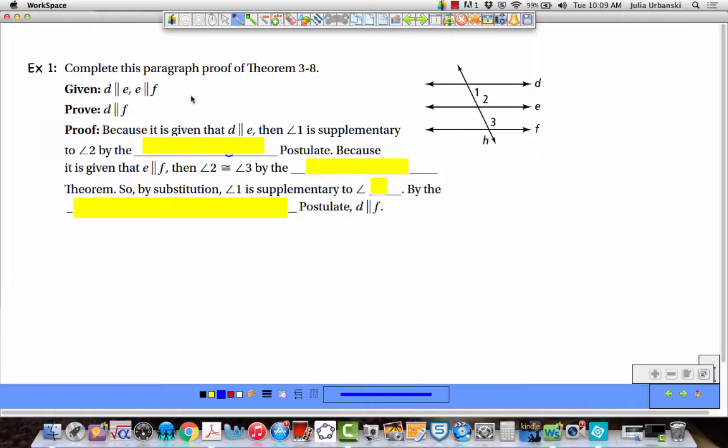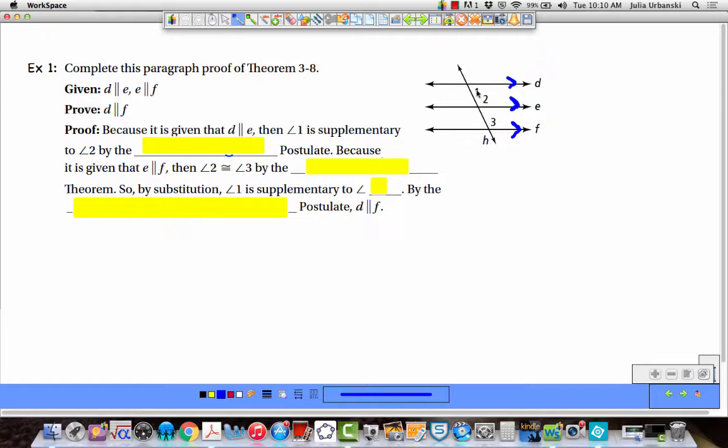You are given that D is parallel to E. So since they told us that, we're allowed to mark it on our picture. D is parallel to E. That was given. What else is given to you? E is parallel to F. So the same marking on the E can also go on the F. So we're going to prove this theorem. We can't just use it because we're actually proving it.